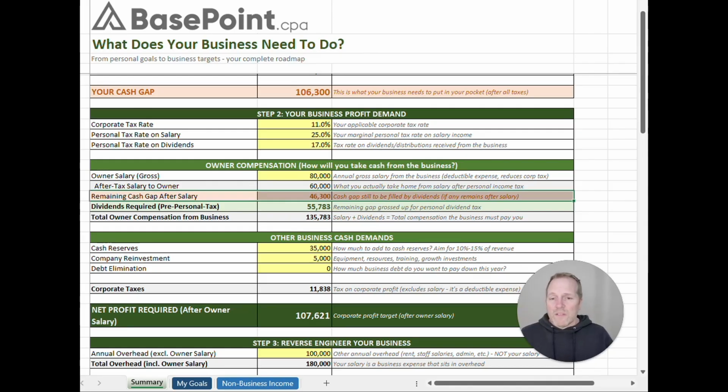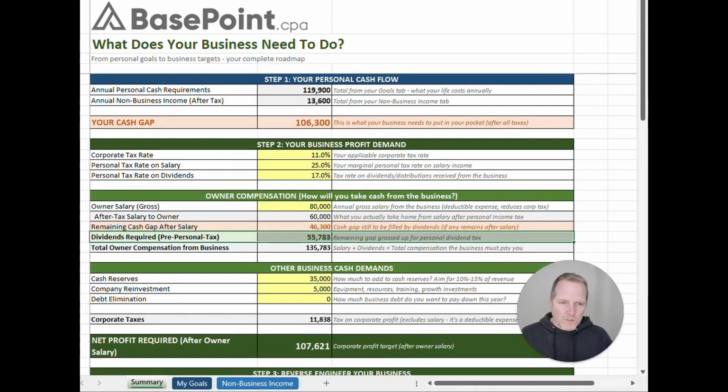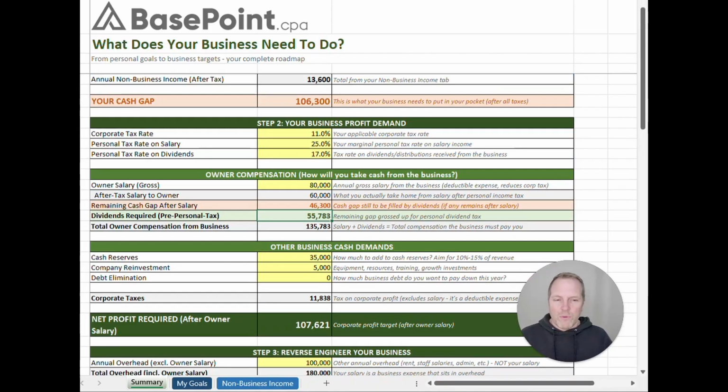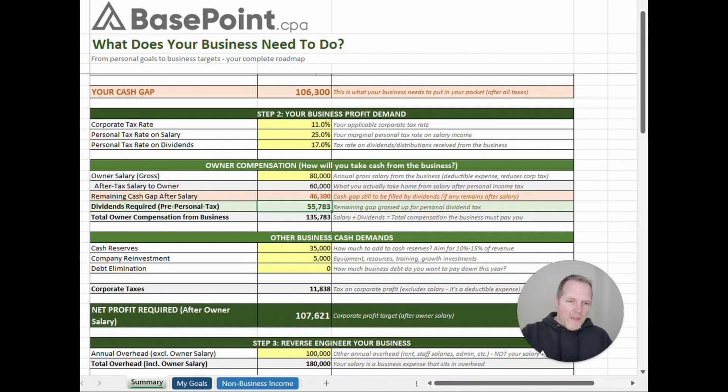So that's going to be through dividends, okay? And the dividends that are required based on your dividend personal tax rate of 17% here will be $55,783, right? Because if you get paid dividends of that, then you pay your 17% tax, then that means you'll have enough in hand to fund that cash gap. So total compensation from the business, $135,783, okay?